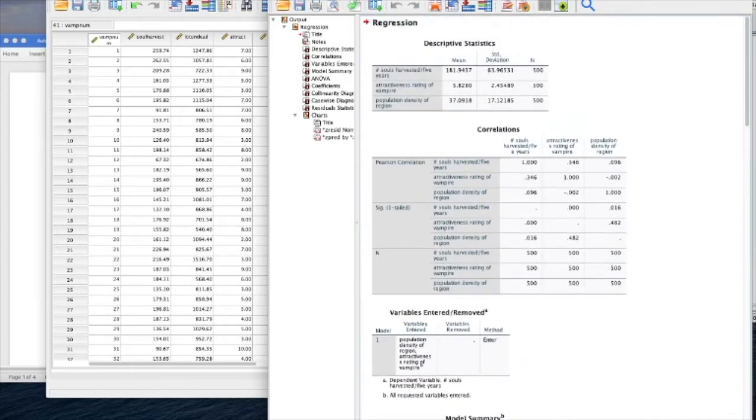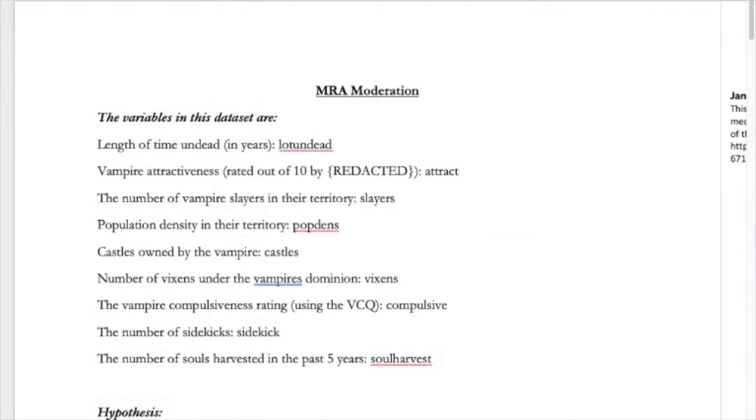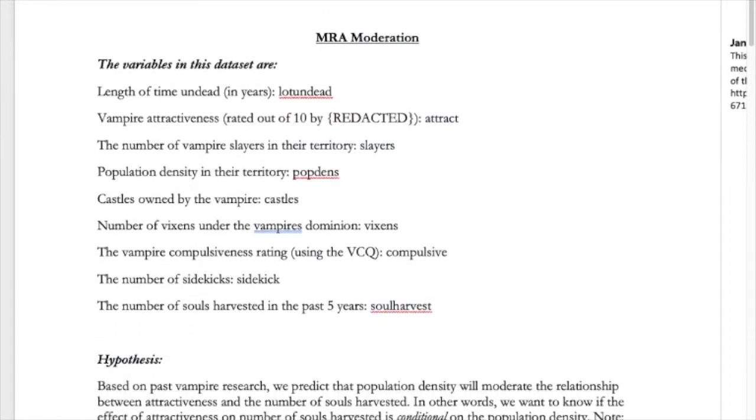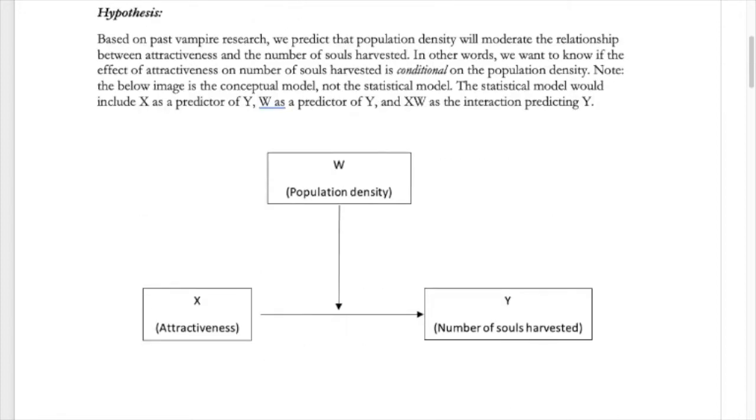Now we get to the fun stuff. So going back to our moderation model, remember that moderation differs from mediation because instead of the relationship between X and Y being caused by the relationship between X and W and Y, instead, it's just that the levels of W impact what that relationship is.